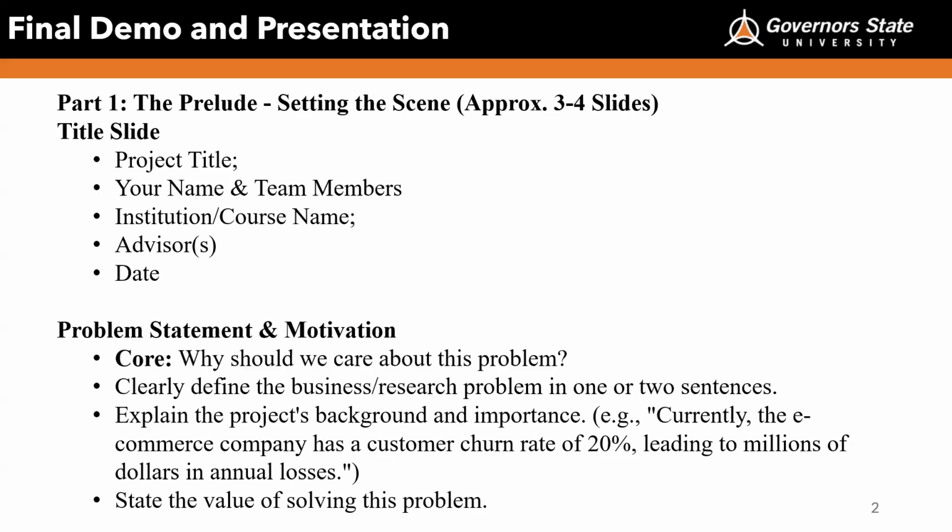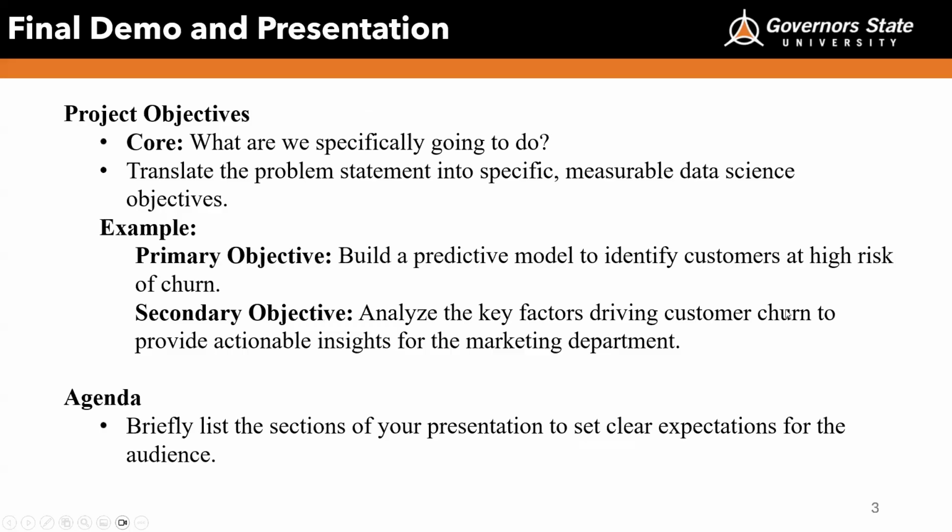The second slide is the problem statement or motivation. You should talk about why we should care about this problem and clearly define the business or research problem in one or two sentences, and explain the project's background and importance. You can give some idea of what would go wrong if this research or work were not done. And you also need to underline the value of solving this problem.